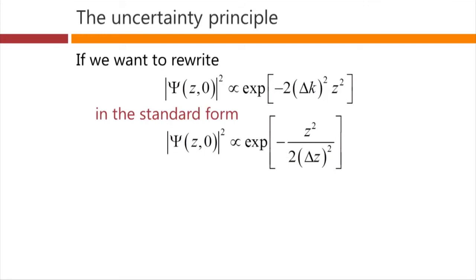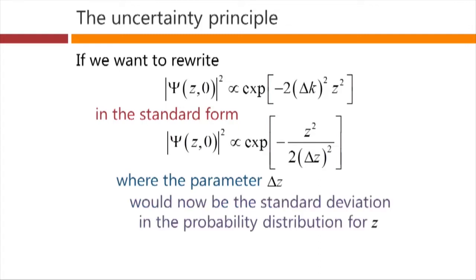If we want to put that into a standard form for a Gaussian, for a probability distribution that would be in a standard statistical form, which would be in this form with some width parameter in real space, delta z down here, and a factor of 2, then we would now be looking at the standard deviation. This delta z would be the standard deviation for the probability distribution for measuring position z in real space.